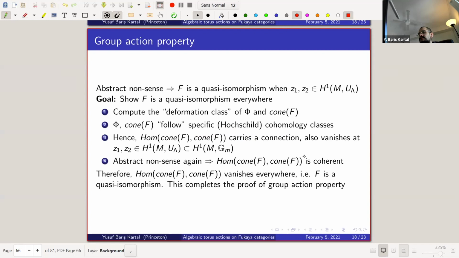So that implies the Hom set. Okay, so if you have a coherent sheaf over a variety with a connection that vanishes somewhere, then that means it vanishes everywhere. So it means F is a quasi-isomorphism, and it shows the group action property holds. Questions?